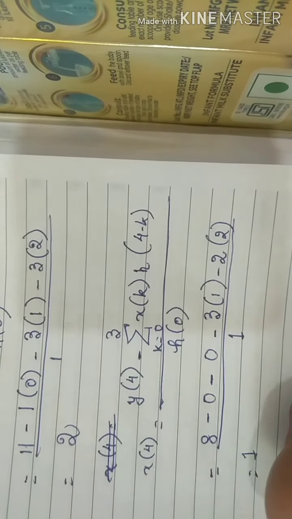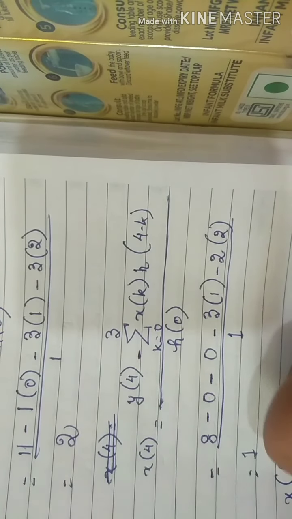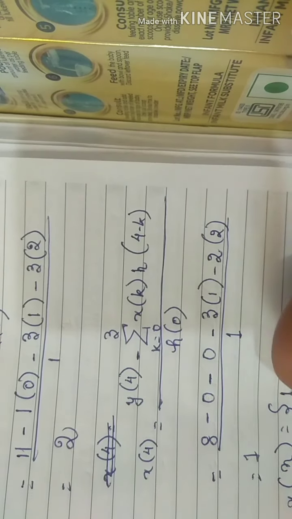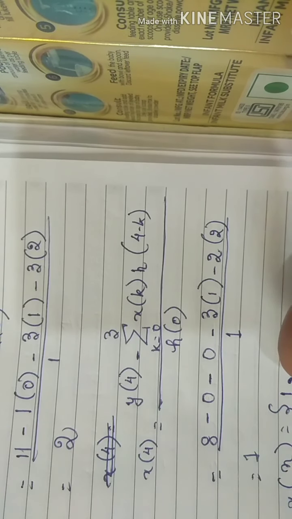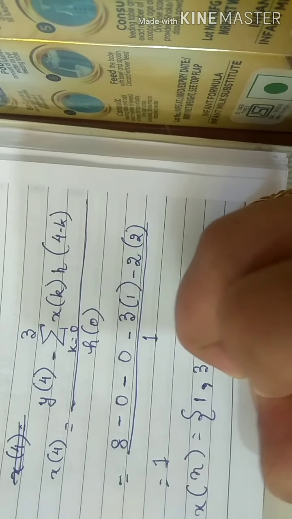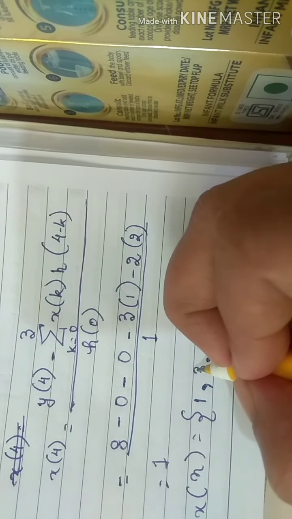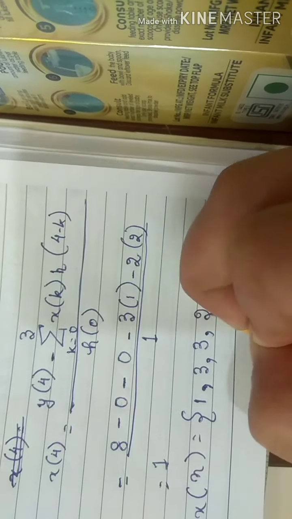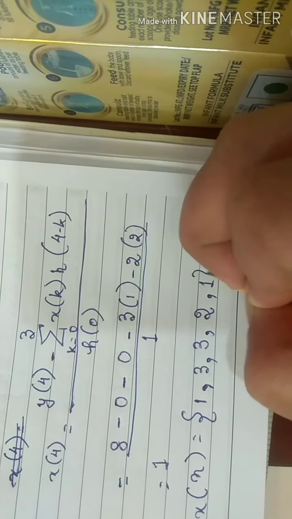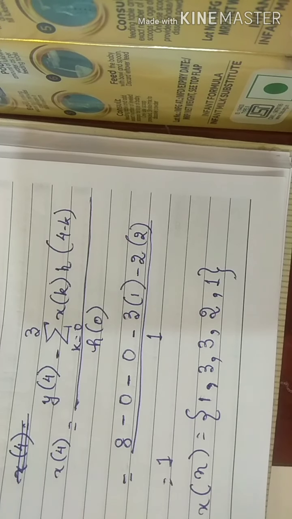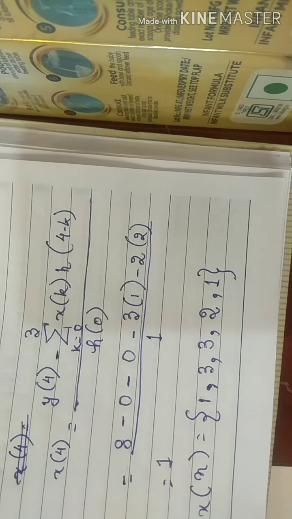So the final input sequence x[n] can be written as 1 for x[0], 3 for x[1], then again 3, then 2, and finally 1. So this is how we solve the problems on convolution and inverse system. That's all for today's class.